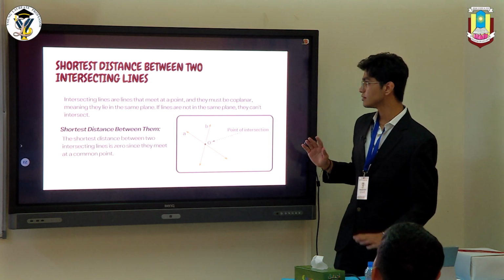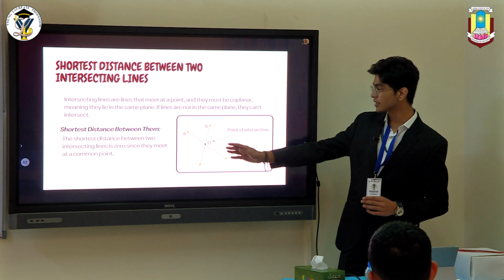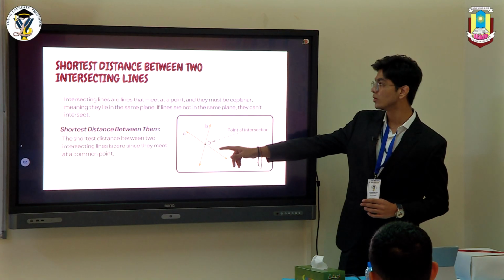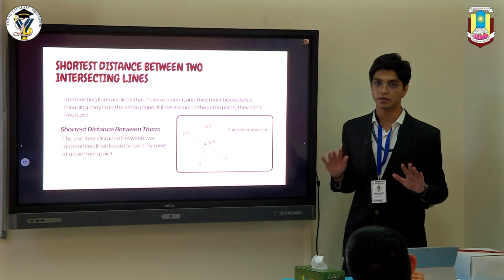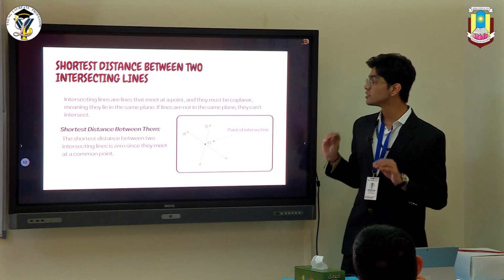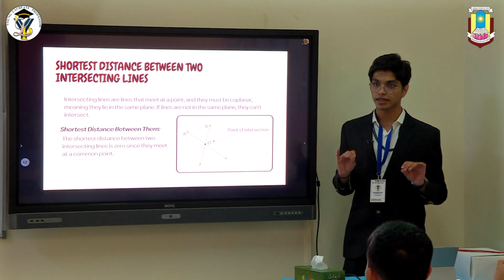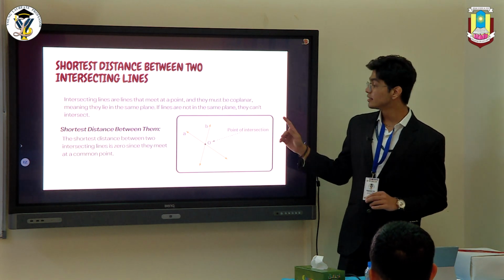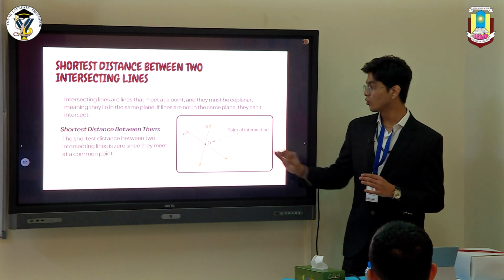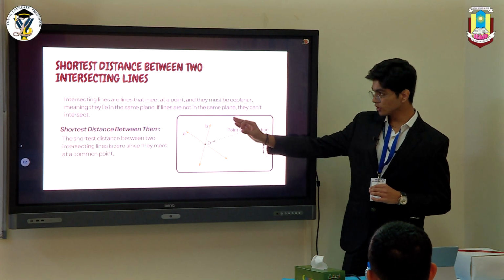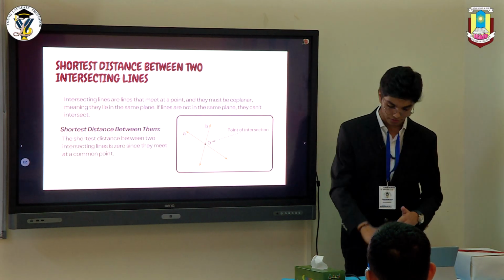First we have the shortest distance between two intersecting lines. So here we are given two intersecting lines. They have a point of intersection O. So these intersecting lines that meet at a point must be coplanar. That is a criterion. It must be coplanar, meaning they lie in the same plane. If they are not in the same plane, they cannot be intersecting. And since they are intersecting, they are touching each other at the point of intersection O. So the shortest distance between these two lines will be 0, since they are coming in contact with each other.